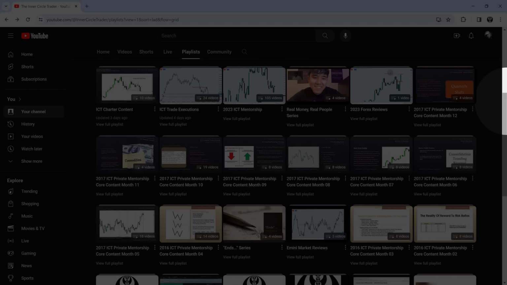Are they going to use a breaker pattern? Are they going to use a mitigation block? Are they going to use a fair value gap? Are they going to trade institutional order flow entry drills? Are they going to be trading inversion fair value gaps? Are they going to be trading reapers? All these things, these are patterns, these are setups that all you need is one of them.